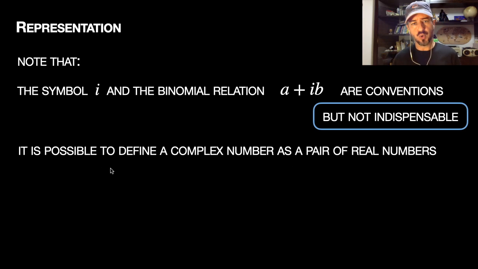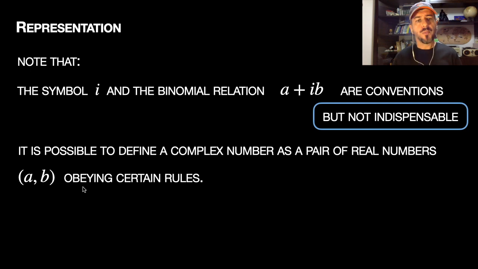It is possible to define a complex number as a pair of real numbers, such as a and b, obeying certain particular rules. So this pair of real numbers, which is a complex number, must obey certain rules.